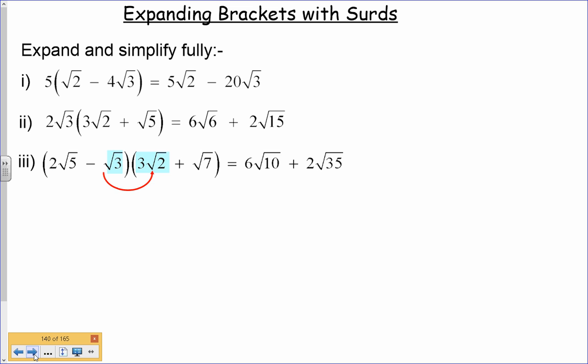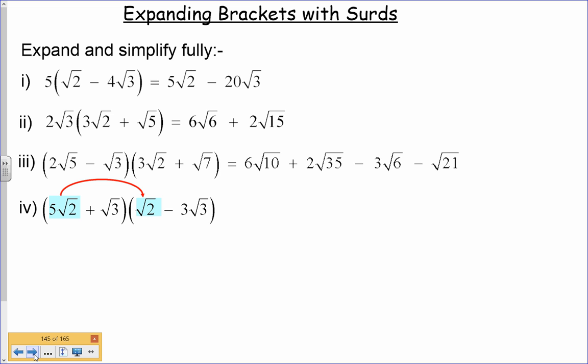Root 3 times 3 root 2. Well, the whole numbers, we've just got 3, and we've got a minus there, so it's minus 3, and then root 3 times root 2 is root 6, so it's minus 3 root 6. And the last one, we've got a plus and a minus there, so it's going to be a minus. Root 3 times root 7 is root 21, so it's minus root 21. Okay, last example now.